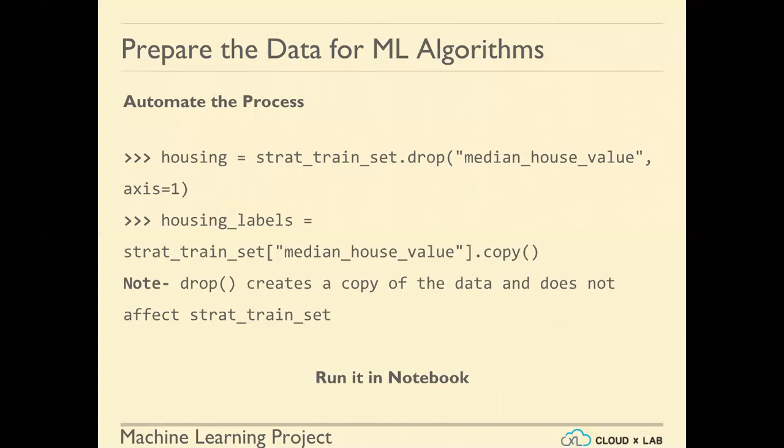First of all, we're going to delete this column called median house value. Why? Because this is our output or target variable. We don't want to keep it in our input data. We would keep it in another data set. So housing contains everything except the target variable, while housing label contains only the target variable.